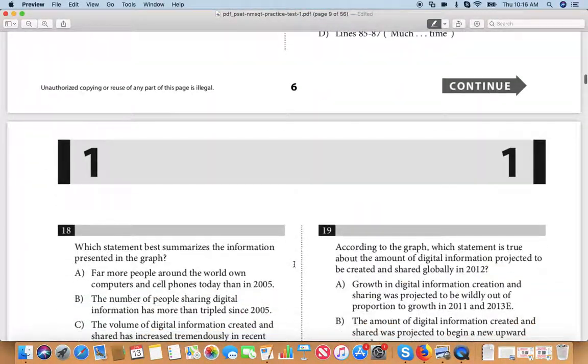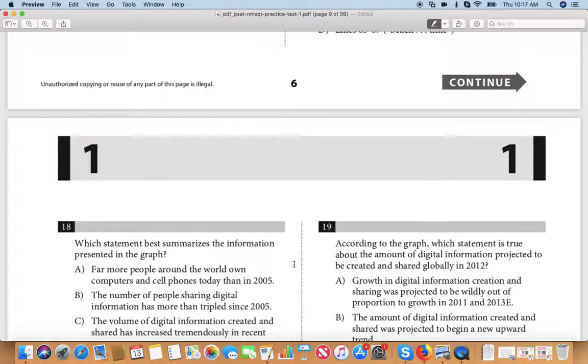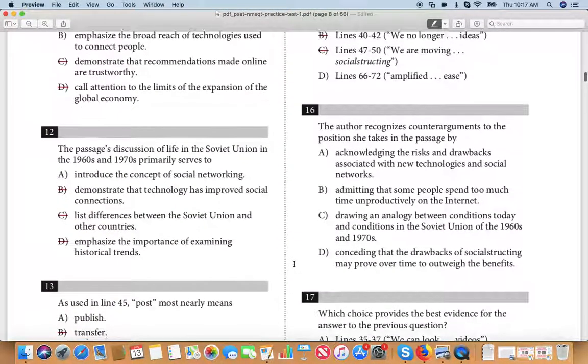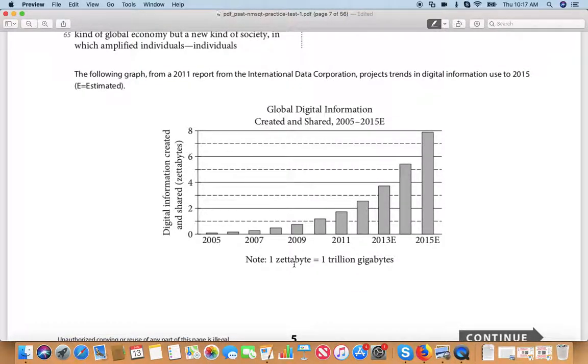All right, now let's look at the answer choices and see if, based on the evidence in the graph, we can support the correct answer choice or eliminate incorrect answer choices. Go ahead and read answer choice A, please. Far more people around the world own computers and cell phones today than in 2005. Okay, does that summarize the information presented in the graph? Do you see any evidence to support that? It's a true statement.